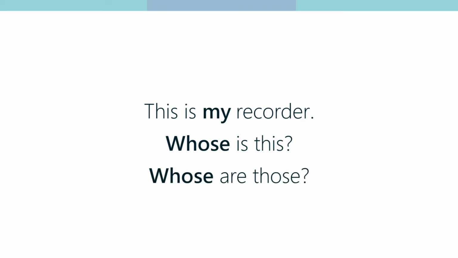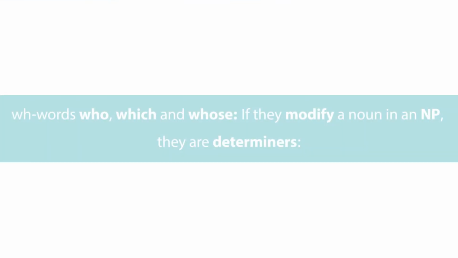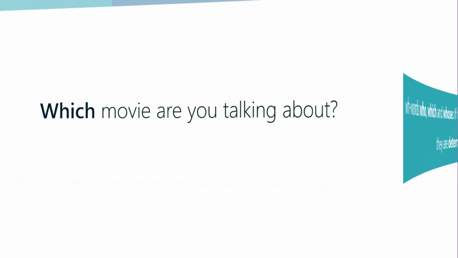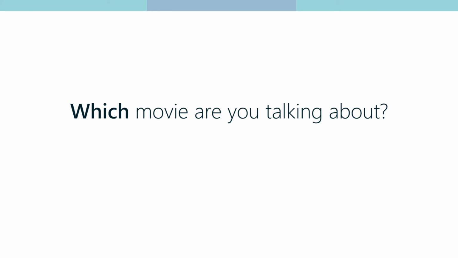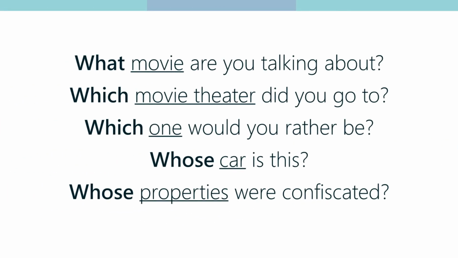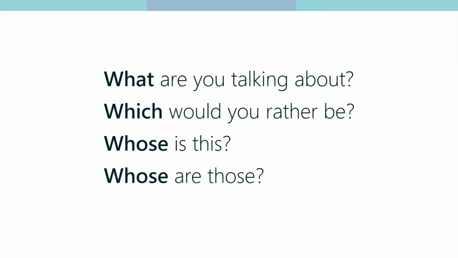Whose are those? However, these words, who, which, and whose, can modify a noun in a noun phrase. In that case, they are not pronouns, they are determiners. For example, which movie are you talking about? You can say this movie, that movie, my movie, the movie. You see, it's a determiner, which is why it can be replaced by another determiner like the. These are determiners, they're not pronouns, but these ones are pronouns.